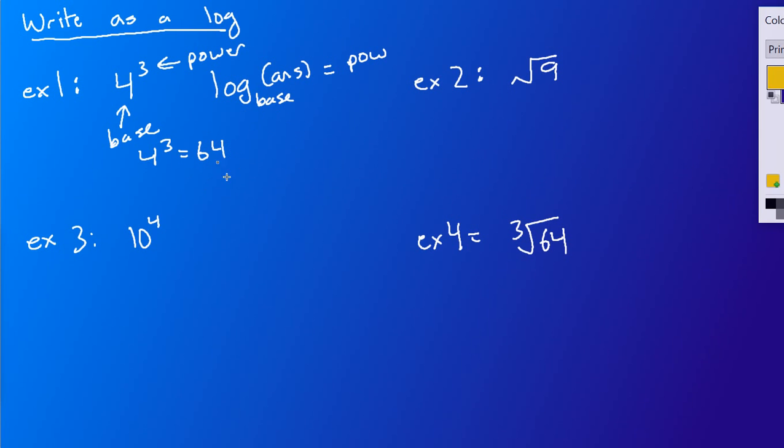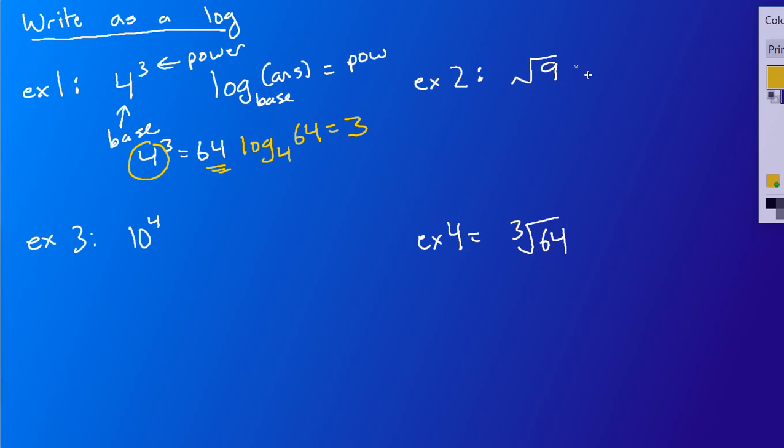Now I'm ready to write it as a logarithm. So to write this as a logarithm, identify my base. My base is 4. So I write log, my base is 4. Now my answer was 64. So 64 goes right here, that equals 3. 3 is my exponent going out. So notice that the logarithm does take out the exponent from this.